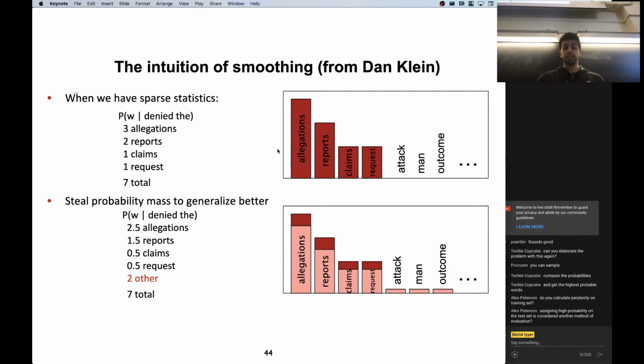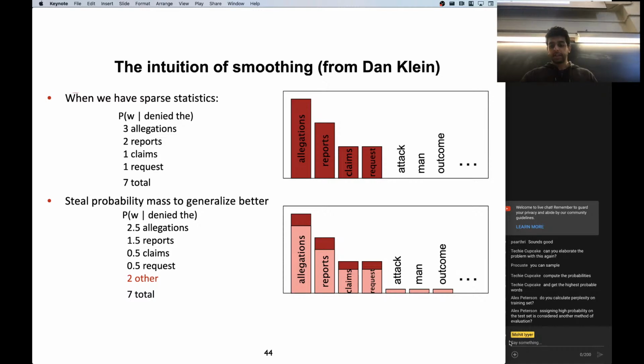So if I saw allegations a lot and reports and claims and requests, but I never saw attack or man or outcome, I can take this much probability away from all of the things that I actually have observed, and then distribute them in some fashion to the previously 0 probability bigrams. And so there are many different methods of determining how to distribute this mass across the unobserved items, which we will not talk about here.